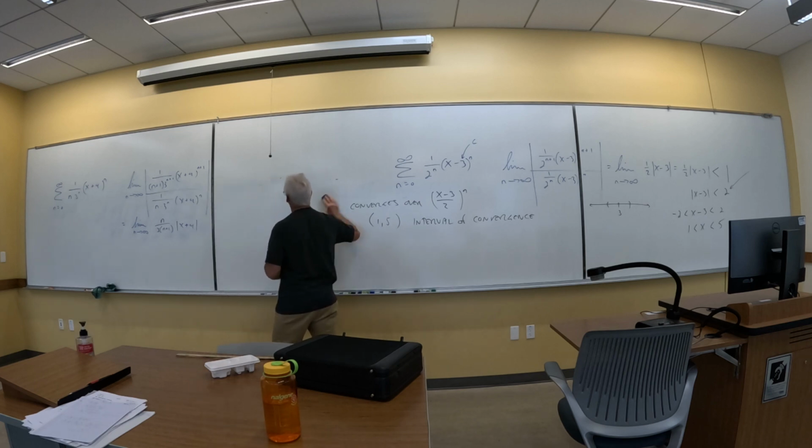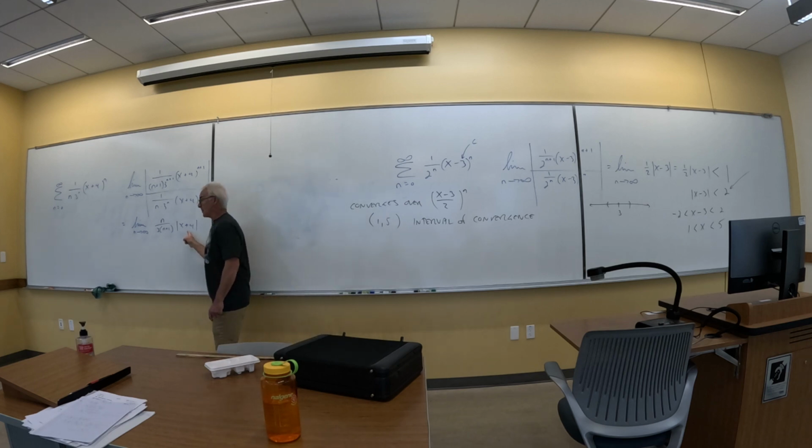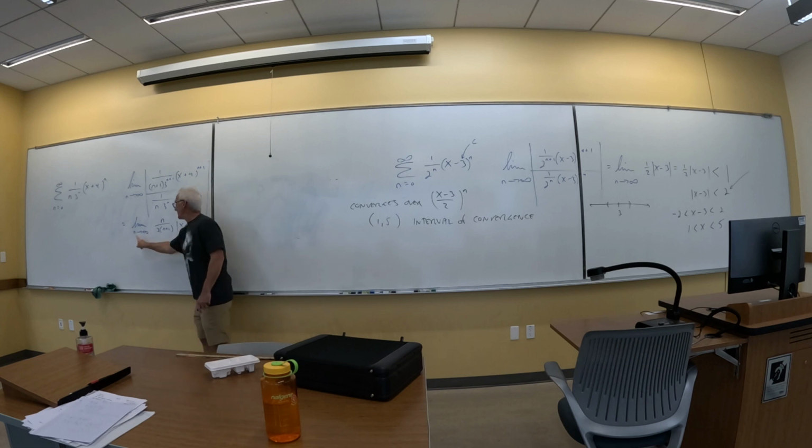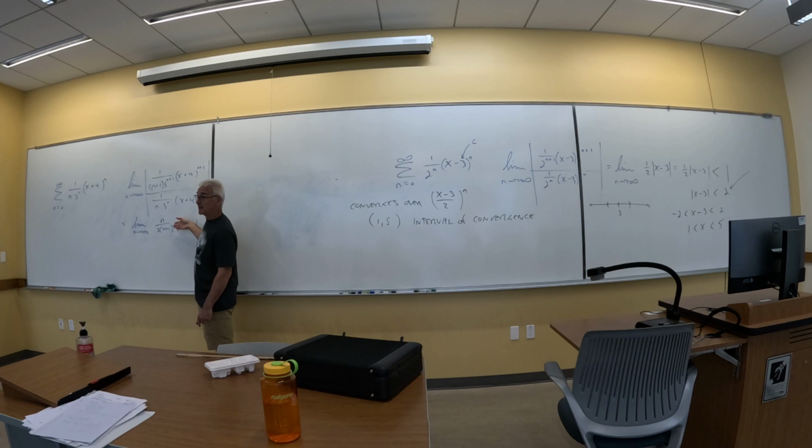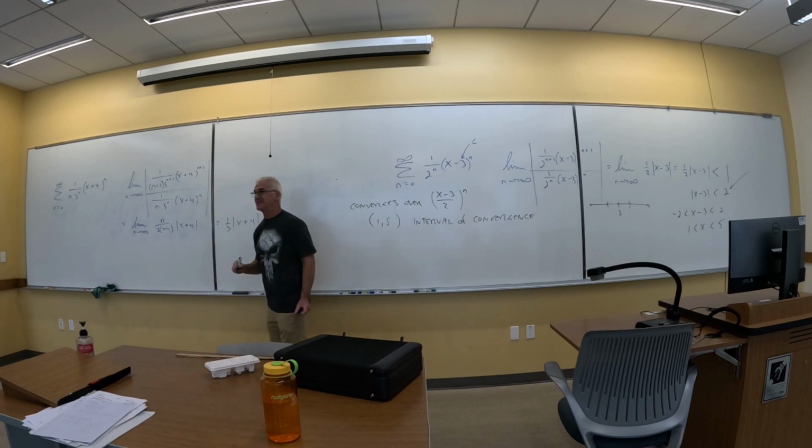The x plus 4 literally isn't even part of the limit. The limit only involves the n. So whatever I get, it's going to be multiplied by x plus 4. Okay? So what is the limit of this part? 1/3? Everybody agree? Same degree. So this is equal to 1/3 the absolute value of x plus 4. It is equal to this.